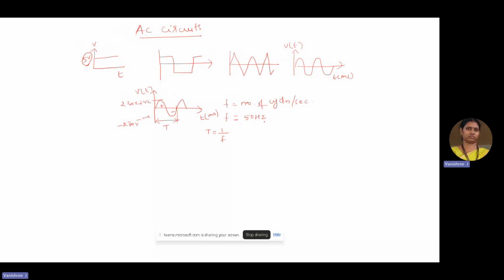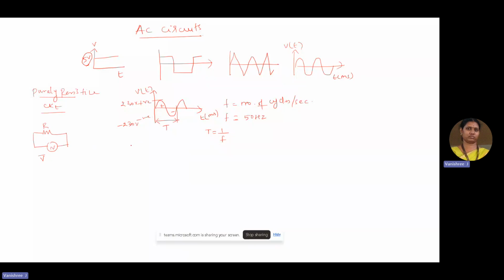And now let us see how the circuit behaves when a resistor is connected individually across an AC source, the so-called purely resistive circuit. So let us take a resistor. Let it be R and let us connect it to a voltage source V. So before that, let us have the discussion about the representation of AC quantities.